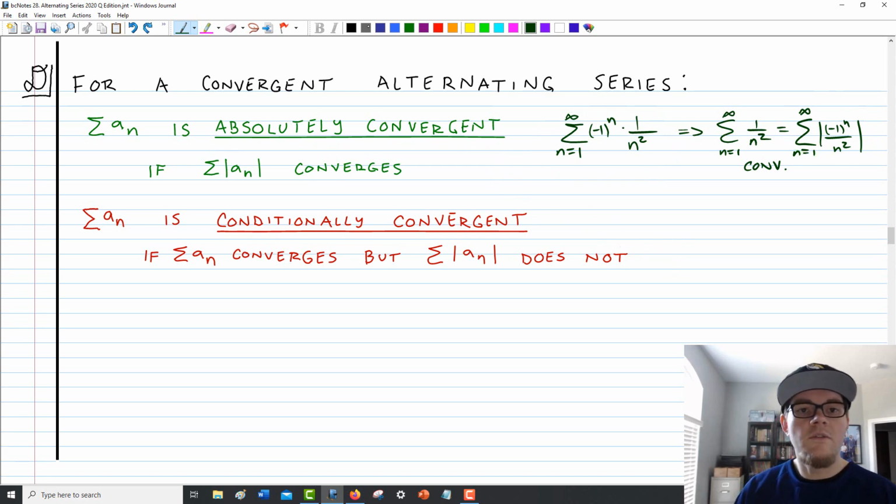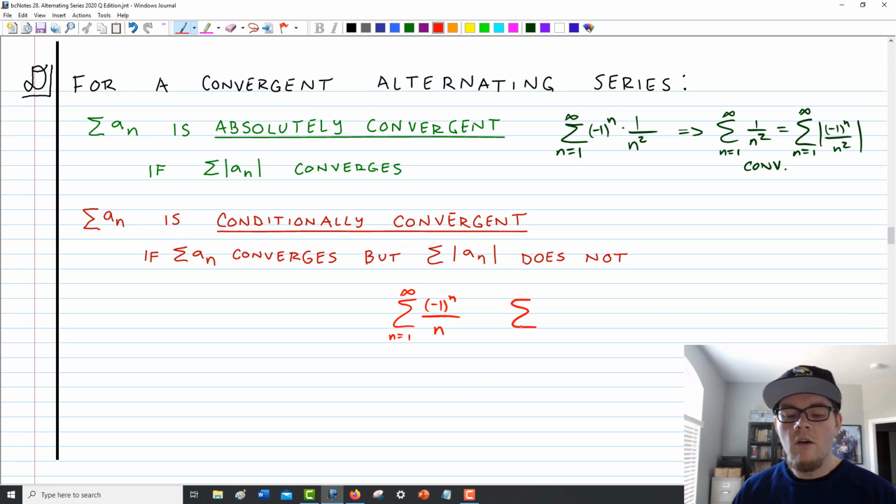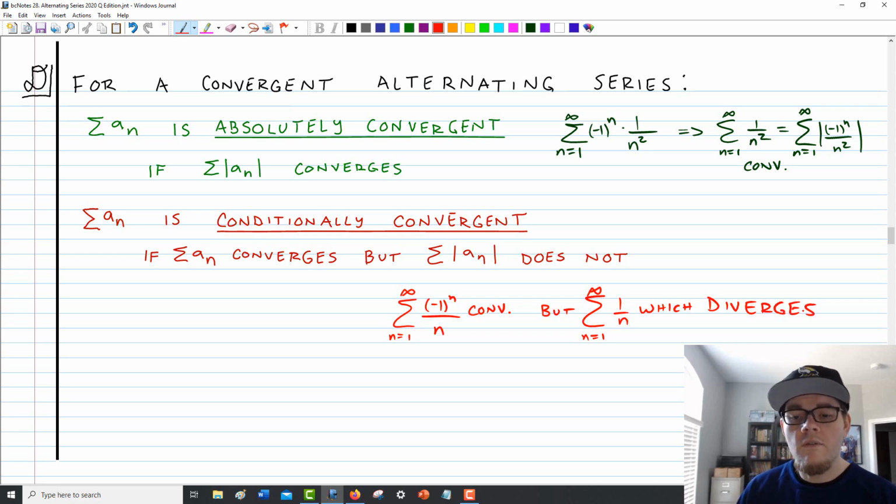Likewise, we can talk about the series for conditionally in the same kind of manner. So let's look at the series n equals 1 to infinity of negative 1 to the n over n. So think for a moment about what we know. Well, this is definitely a convergent series, but if we take its absolute value, it would be this, which is known as the harmonic series, and that harmonic series diverges. So that means that in this case, although the alternating version converges, the absolute value version diverges.